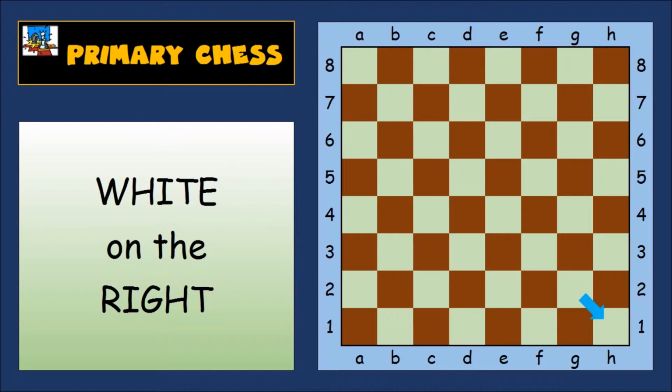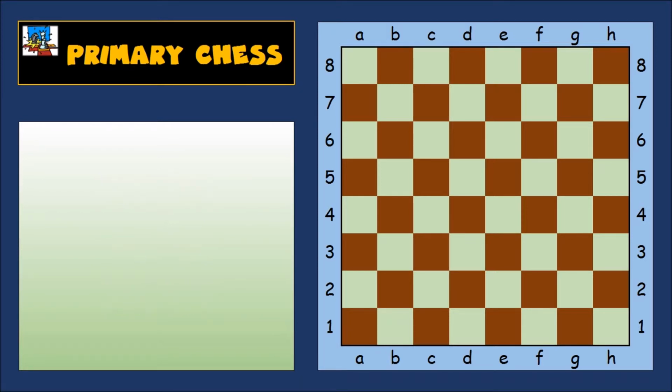OK, before we get the pieces out, there's one last thing. We need to get the board the right way round. The square on your bottom right, that's H1, must be a white square. Great, let's meet the pieces. We're going to put the white pieces on ranks 1 and 2, and the black pieces on ranks 7 and 8.